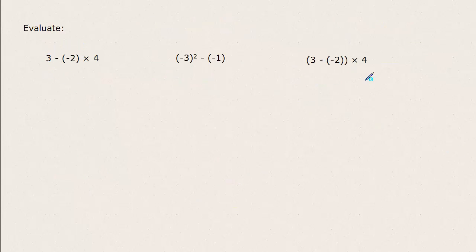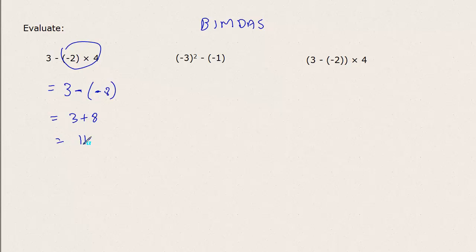Now we want to evaluate these. Order of operations is important here, so remember BIMDAS. Here we have a multiplication and a subtraction. So the multiplication gets done first. So that's going to give us 3, take away negative 2 times 4. Negative times a positive, so that would be negative. 2 times 4 is 8. The adjacent signs here are the same, so that's going to become a plus. And we get 11.